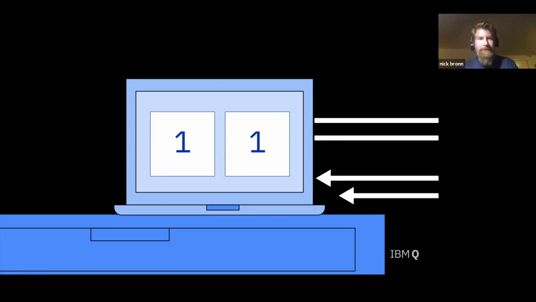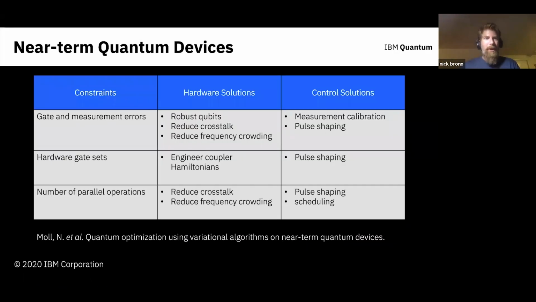So for near-term quantum devices, there are a lot of hardware solutions we know make your qubits better, make the coherence times longer, make the gate operations less error-prone, and reduce the crosstalk. But there are a lot of control solutions that can help us there too. Some of the hardware problems, such as frequency crowding, come from the inherent fact that we're using fixed frequency qubits, so we only have a limited amount of frequency space in which to do this addressing.